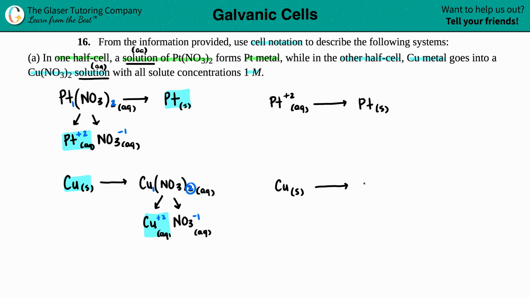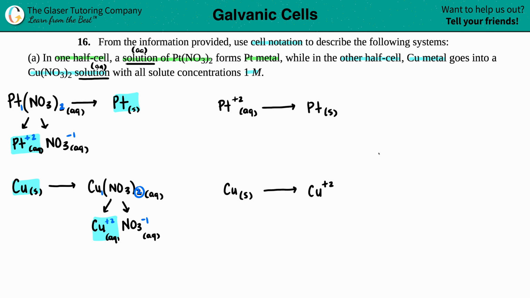Okay. So now, let's discuss how we're going to bring this into a cell notation. Cell notation just means that we're basically going to use a schematic or a diagram. And the generalized cell notation looks like this.